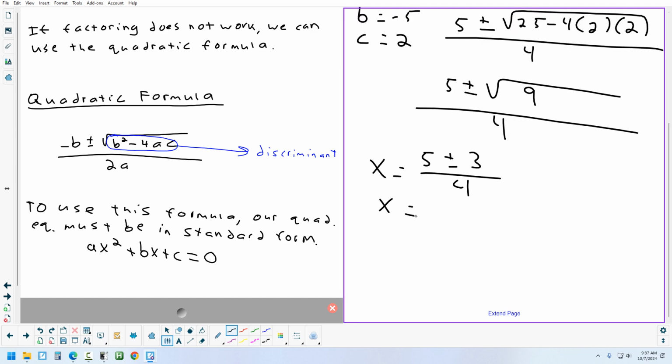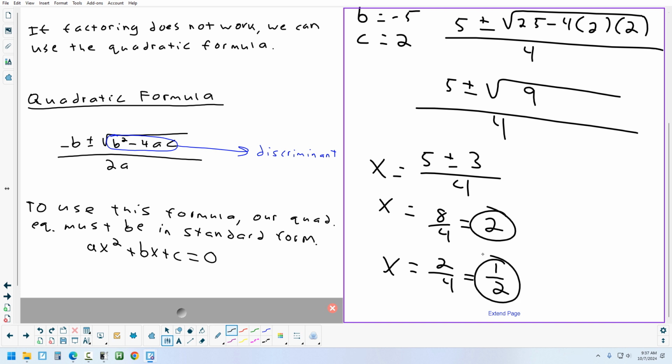Okay. So we get 2 answers. What's 5 plus 3? 5 plus 3 is 8, divided by 4, so we get 2. And now we do the minus. What's 5 minus 3? 2. And 2 divided by 4? 1/2. Okay, so for quadratic formula, those answers came out very, very nice. All right. Any questions on that?